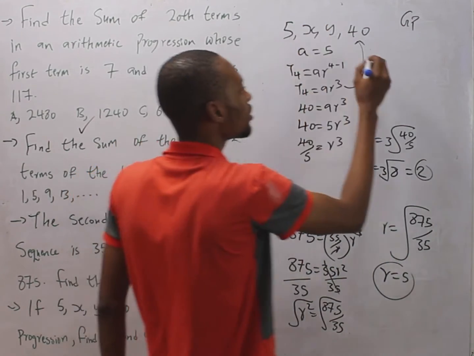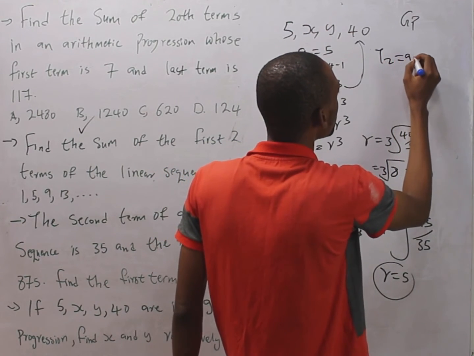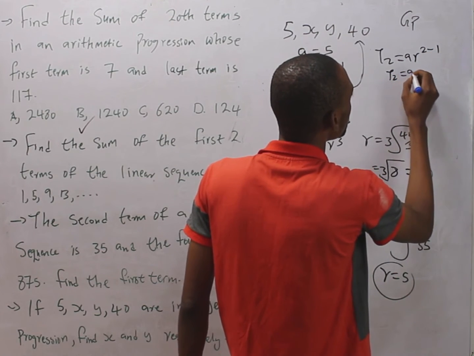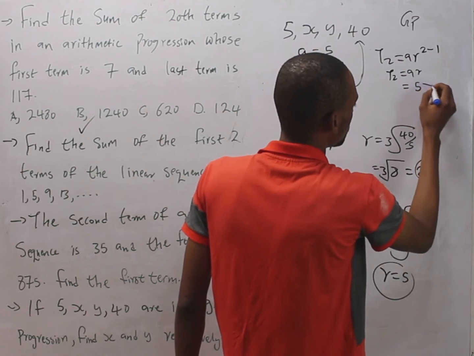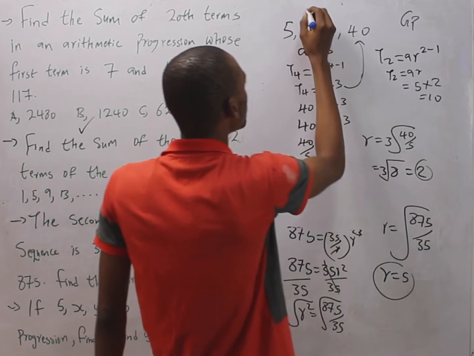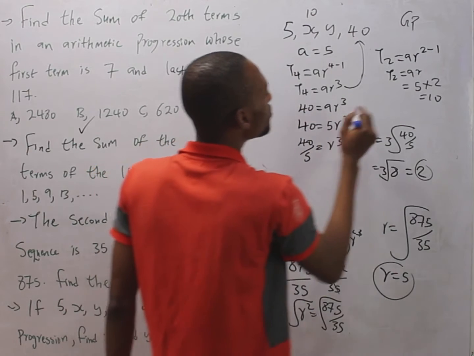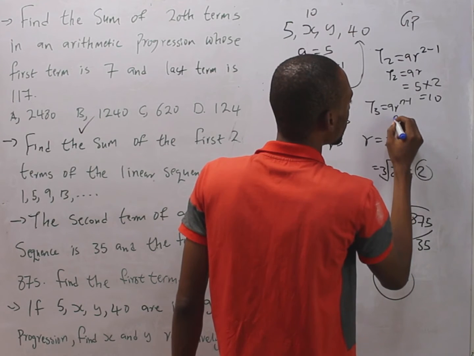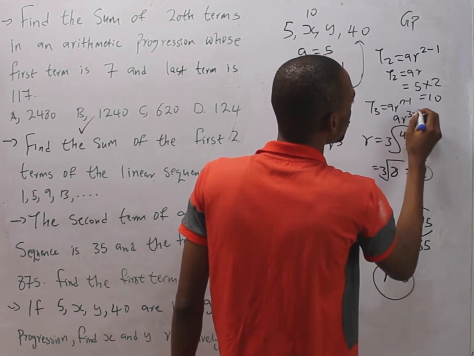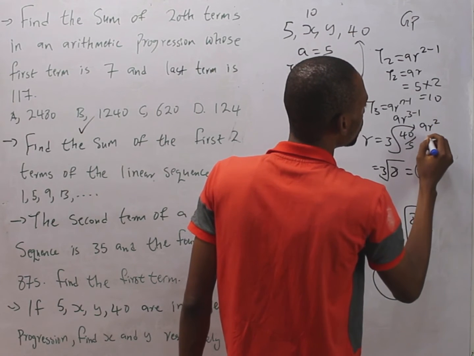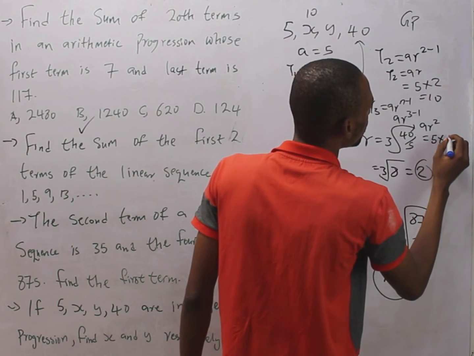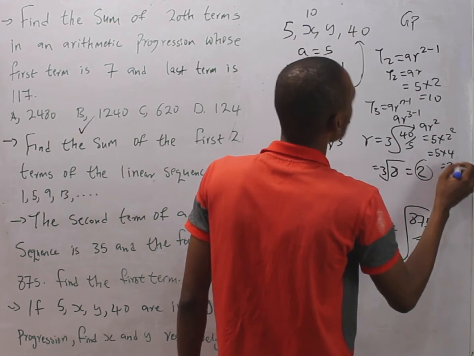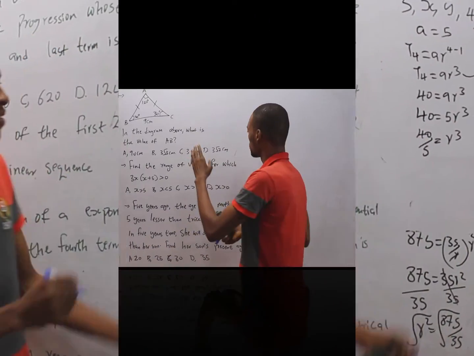S is simply the second term, that is T2 equals a r to the power of 2 minus 1. T2 equals a r, and that is the first term times the common ratio, 10. So this is 10. The third term T3 is a r to the power of n minus 1, that is a r to the power of 3 minus 1, that is a r squared, which is 5 times 2 squared, 5 times 4, that is 20. So this is 20.